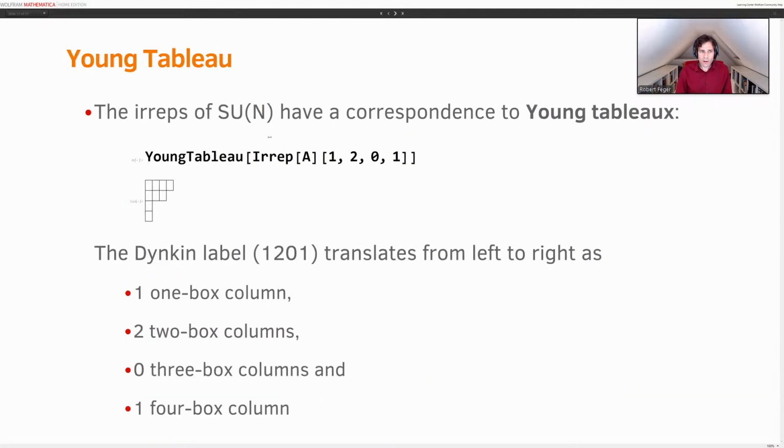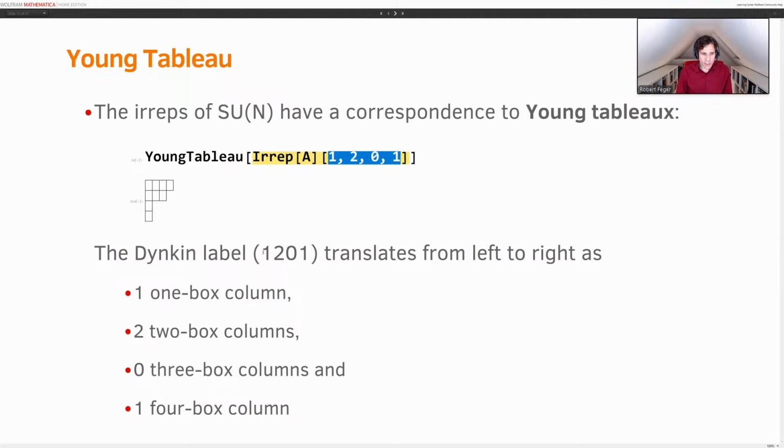There's a Young tableau correspondence to SU(N), only to SU(N), and it works, and they can be displayed in LieART as well with the command YoungTableau, working on the representation. Here I have a representation with the Dynkin labels 1, 2, 0, 1, and this is the output. So this is how the Young tableau for this representation looks, and I can explain how this works.